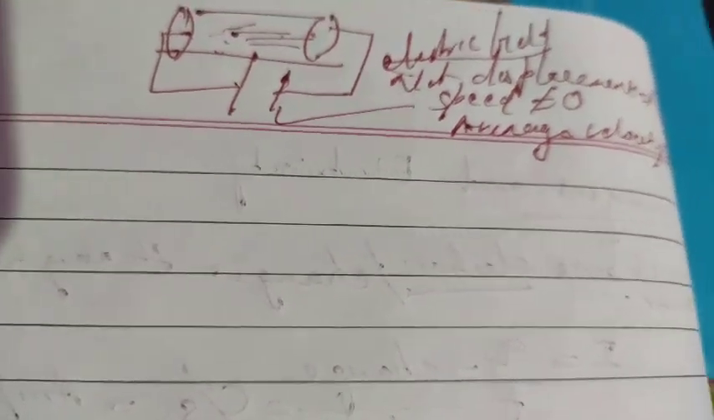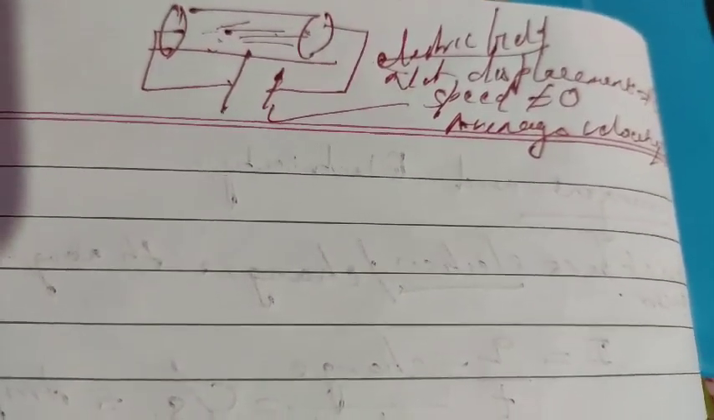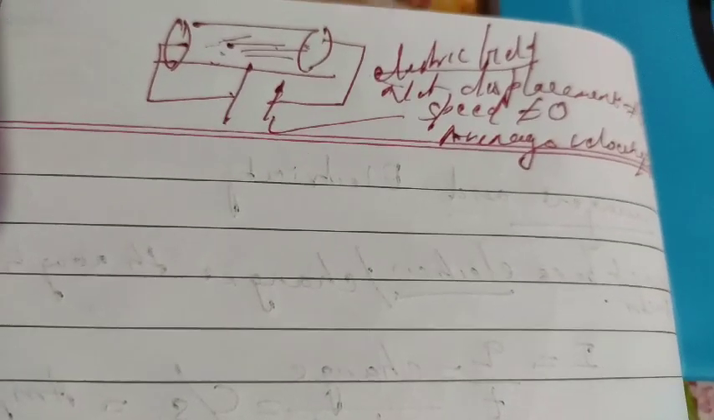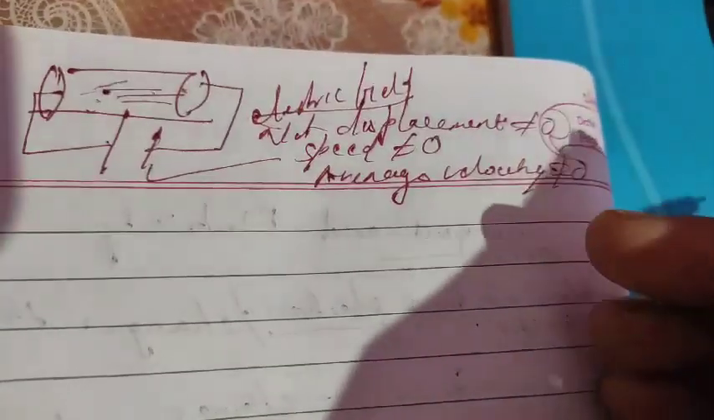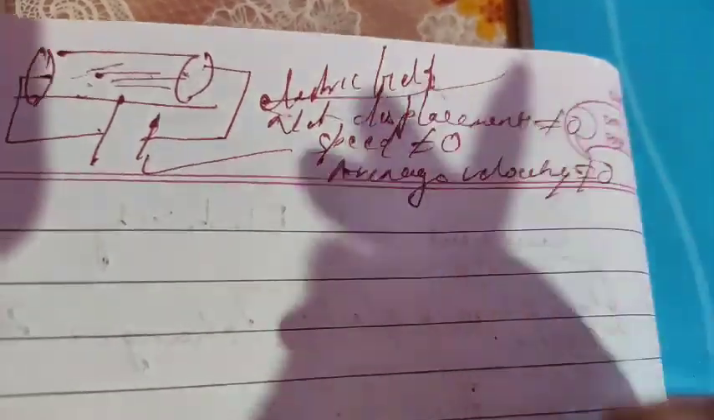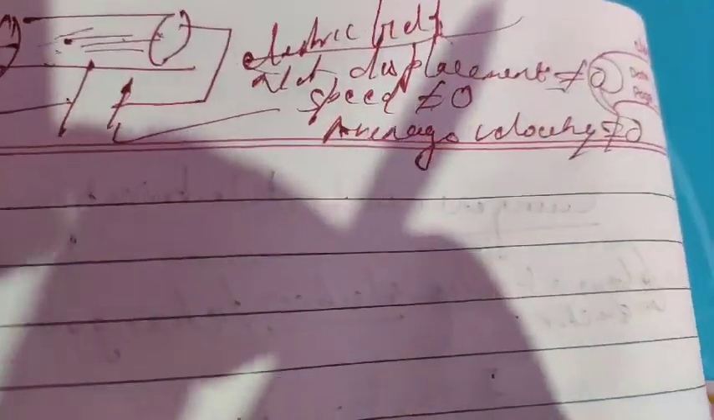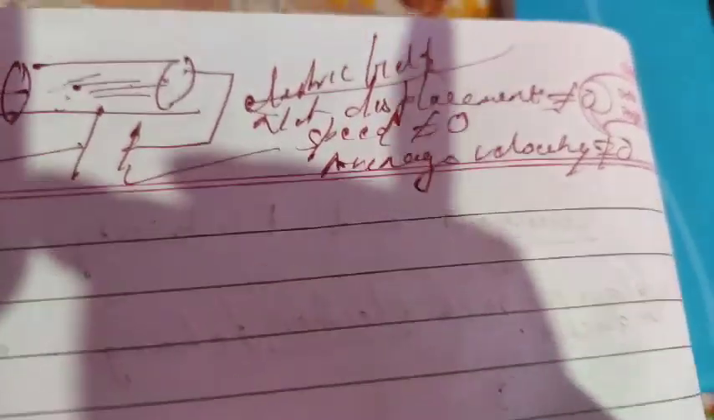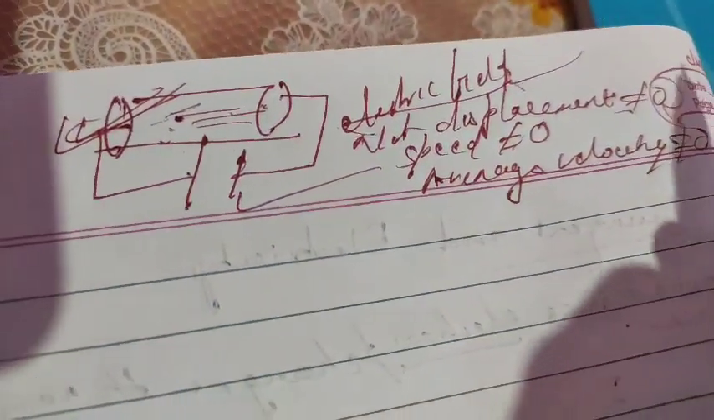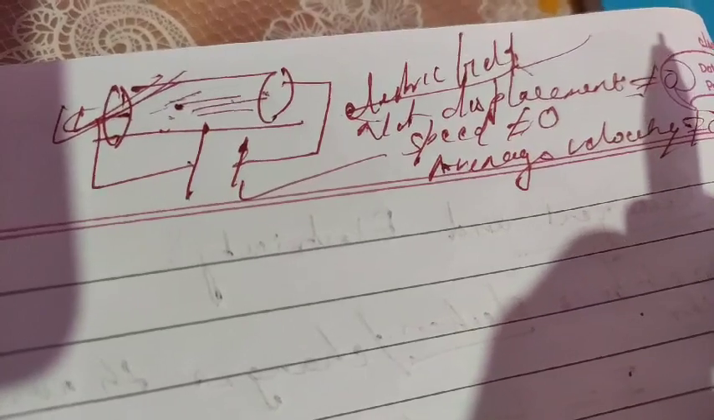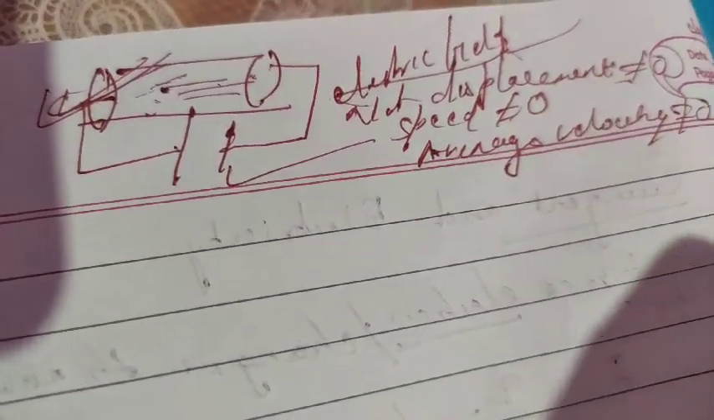So what is the difference between electric field applied and not applied? When not applied, the net displacement is 0 and average velocity is 0. But when you are applying the electric field, the net displacement is not equal to 0, the speed is not equal to 0, and average velocity is also not equal to 0. So for the derivation we have to assume this condition, because in this condition we are getting the current and we are seeing the displacement of a charge. So let us start with this.